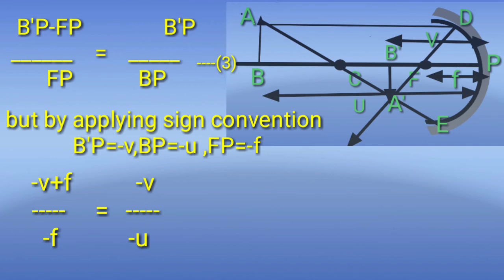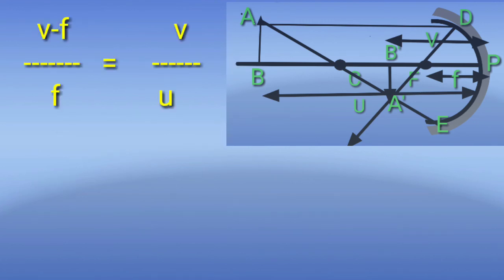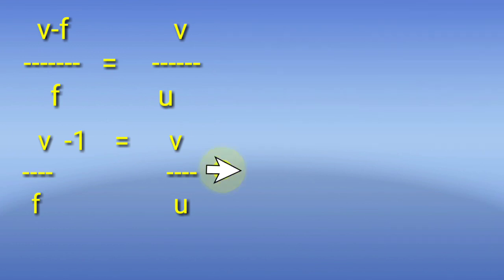When you take the minus common, you will get V minus F by F is equal to V by U, as the minus cancels in the equation below. From this equation, when you divide by F, you will get V by F minus 1 is equal to V by U. Why? Because F will be cancelled.